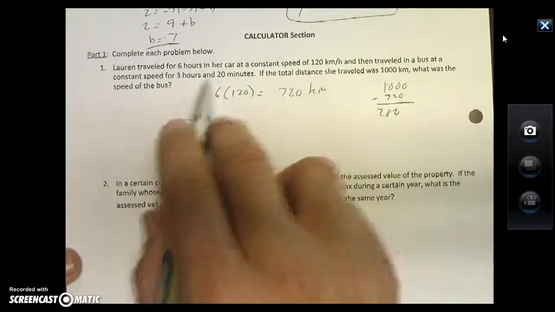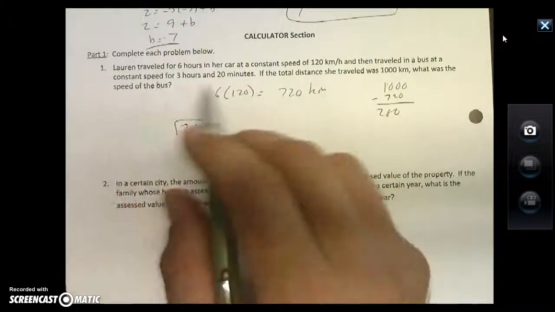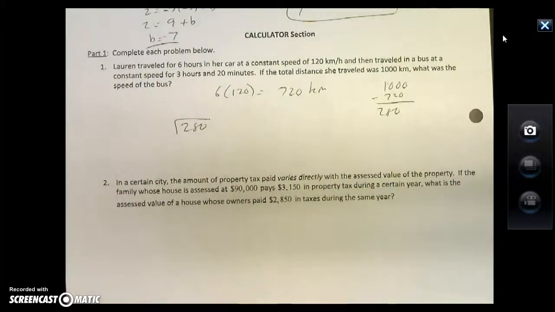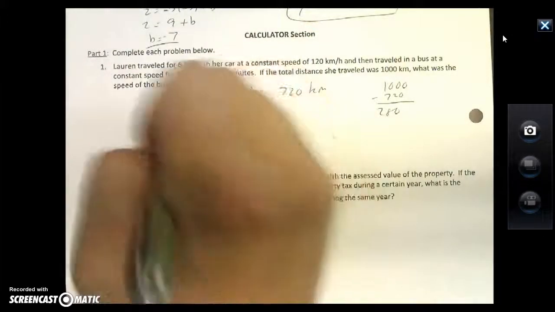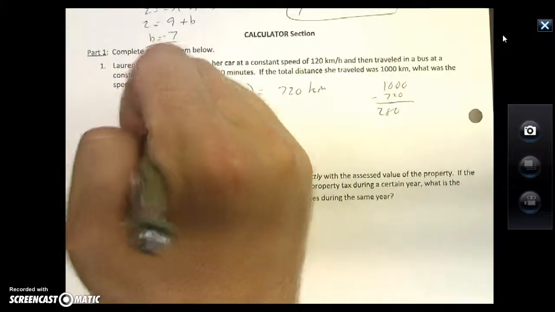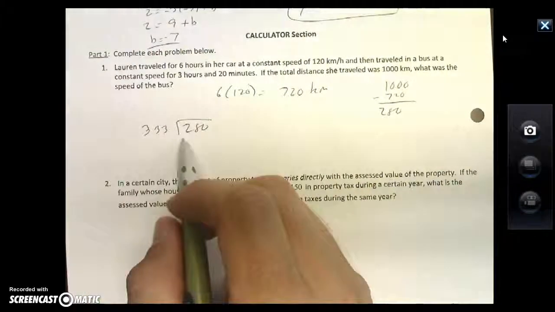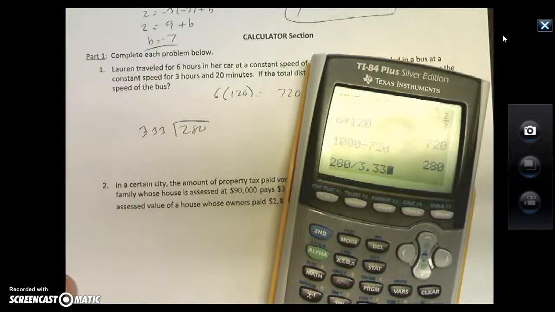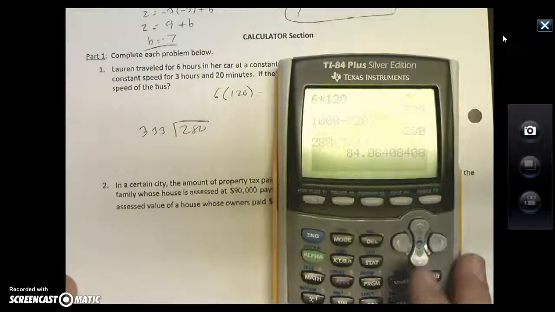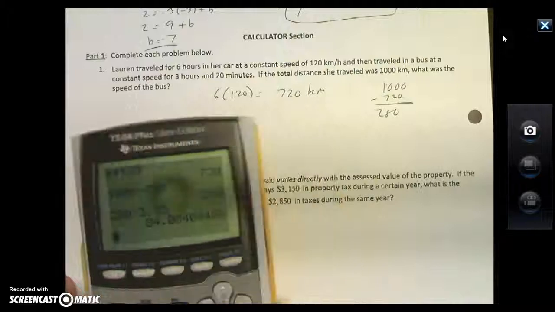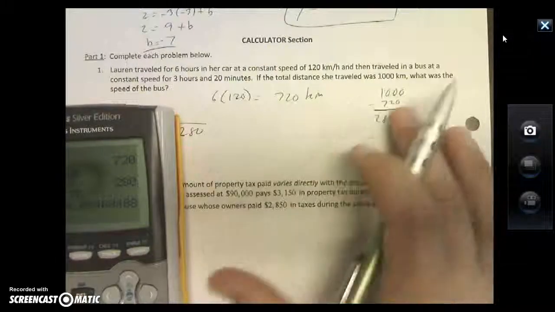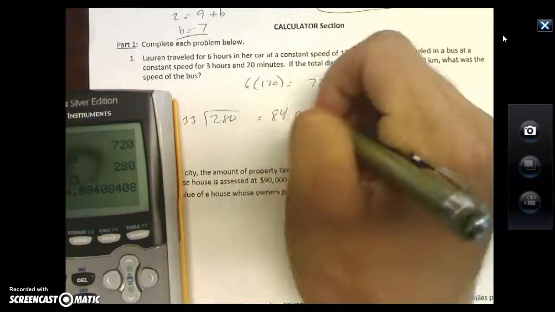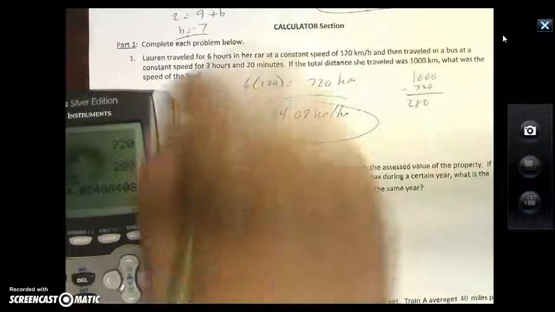However, how do I represent that? Well, I want all the same units, so I only want hours. So 20 minutes is a third of an hour. So I'm going to do 280 divided by 3.33, because I'm taking 1/3 of an hour. So 280 divided by 3.33, we get 84.08. Okay, so let's round to the nearest hundredth here. 84.08 kilometers per hour.